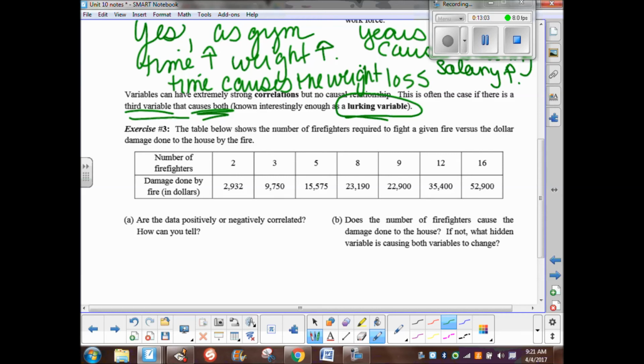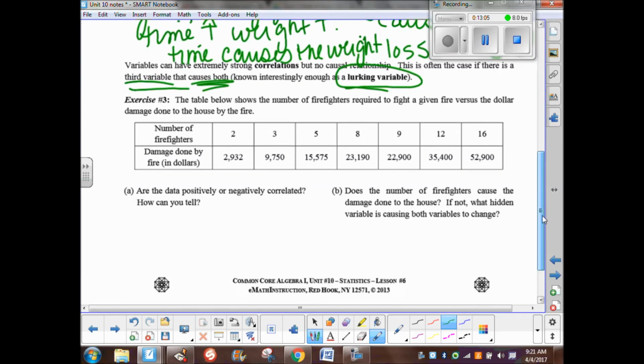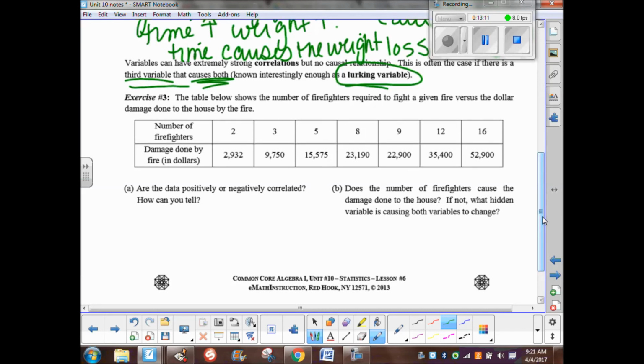So let's look at this data. It says, the table below shows the number of firefighters required to fight a given fire versus the dollar damage done to the house by the fire. So we've got the damage done to the house by the fire and the number of firefighters. You can scan this data and see what happens to the damage done in dollars as the number of firefighters goes up.